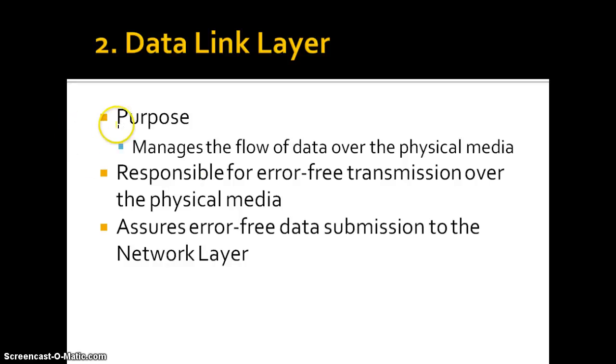So the purpose of the data link layer is to manage the flow of data. As the name suggests, data link. It manages the flow of data over the physical media. Also, it is responsible for error-free transmission over the physical media. It also assures error-free data submission to the network layer.